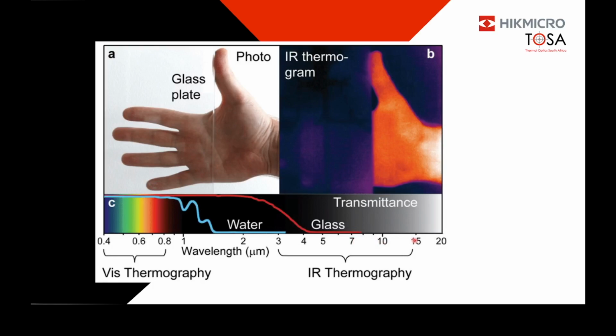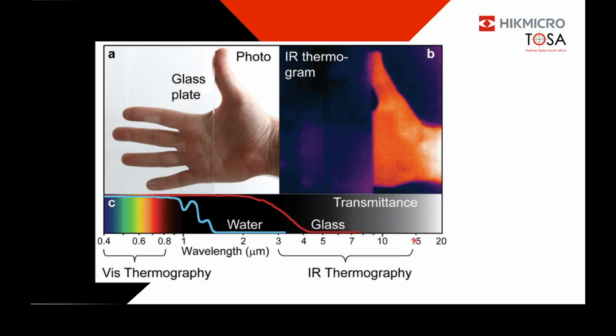Now on the left hand side there you see a glass plate, and you can see visible light that's reflected from the person's hand, and on the right hand side you look at an infrared thermogram, and you can see that his hand actually disappears behind the glass, simply because infrared, the longer wavelengths, does not transmit through ordinary glass.